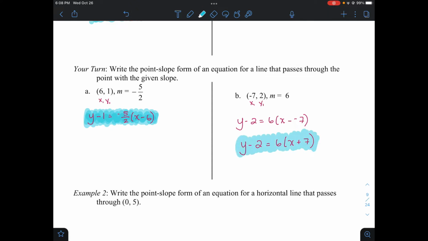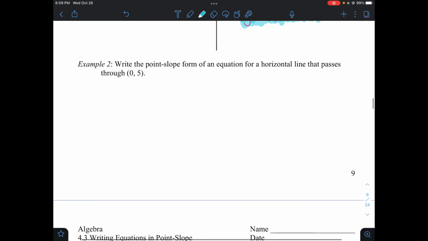All right, so there we have both of our answers. Hopefully you guys were able to substitute those values in and get what I got. If not, just look at what I did. I literally just substituted the values in. All right, moving on to example 2.